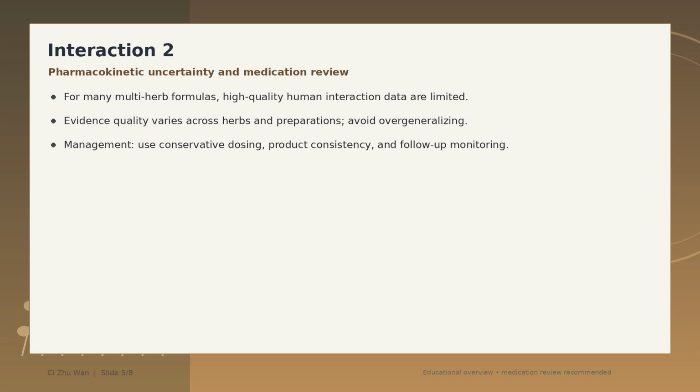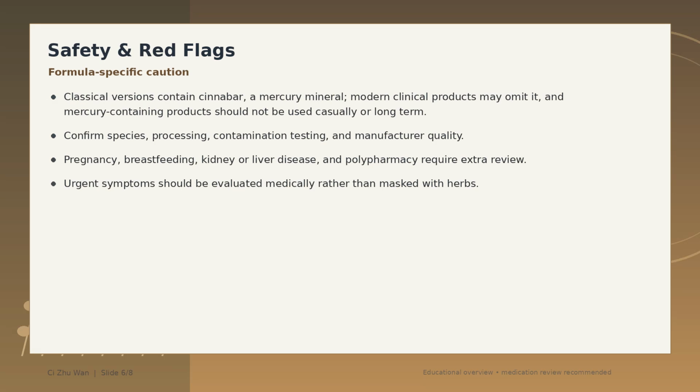The quality of evidence for herb-drug interactions ranges from pharmacology and case reports to controlled human data, and that evidence is uneven. Therefore, distinguish a proven contraindication from a plausible additive effect, and use monitoring where the uncertainty is clinically meaningful. Safety summary: classical versions contain cinnabar, a mercury mineral. Modern clinical products may omit it, and mercury-containing products should not be used casually or long-term.